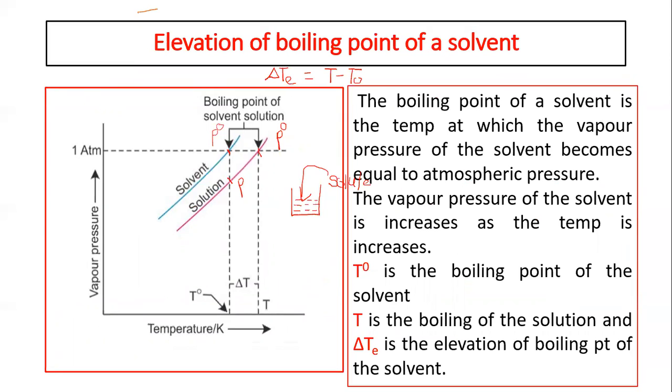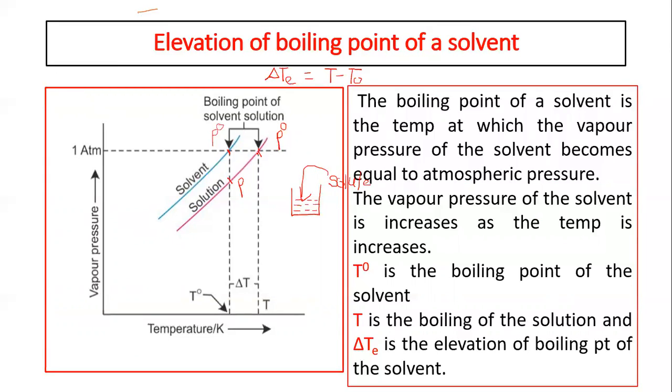Again, to understand this graph is very important, because this graph shows variation of the vapor pressure with temperature. Separately for solvent and solution the graphs are plotted here. As the temperature increases, vapor pressure increases. Same in the case of the solution. The boiling point of the solution is T, and the boiling point of the solvent is T0, and the difference between the boiling point of the solution and solvent is called the elevation of boiling point.